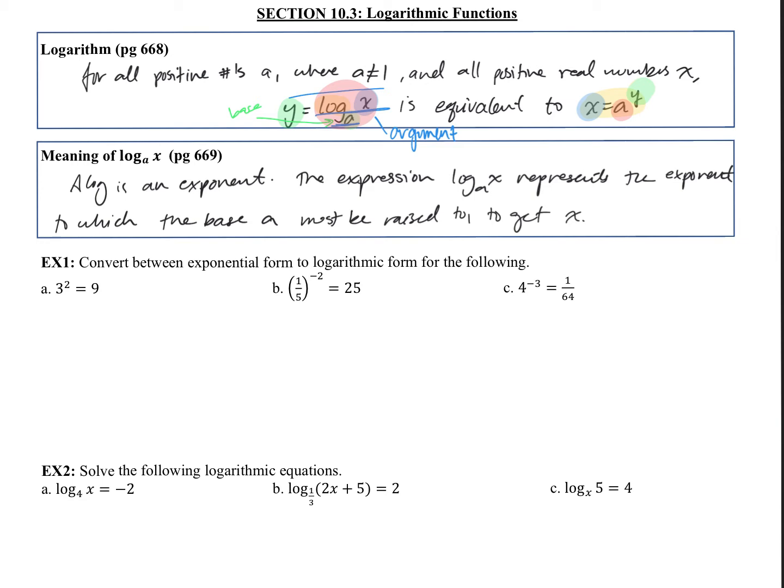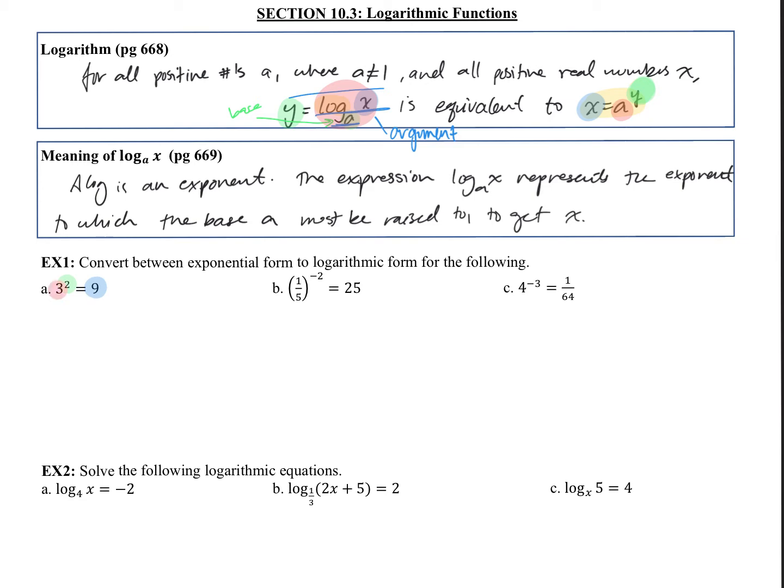Okay, example 1. Convert between exponential form to logarithmic form for the following. Alright, so once again, logarithmic and exponential are interchangeable, or they're tied together. So what do we know? Well, the exponent is going to be our y value. So let me go ahead and color code this to what I had. So that's my exponent, the y. And then the answer was my x value. And the base is 3.